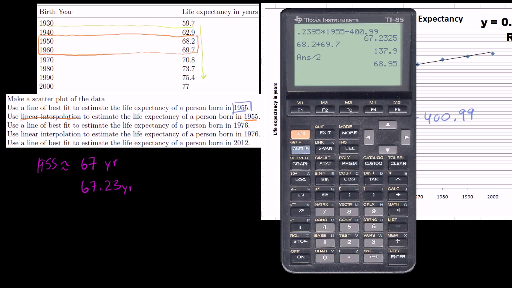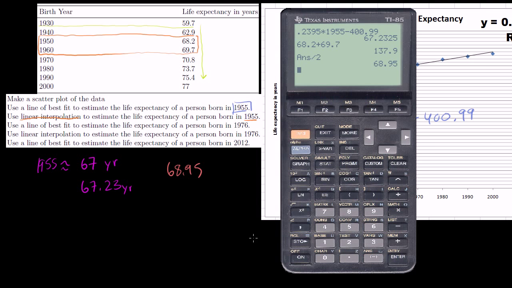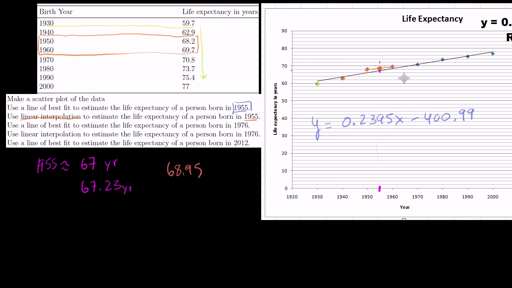So for part 2, through linear interpolation, we get 68.95. That is this point right here. So linear interpolation is giving us this point. I'll just write linear int.